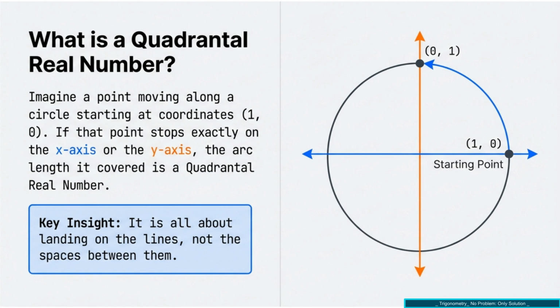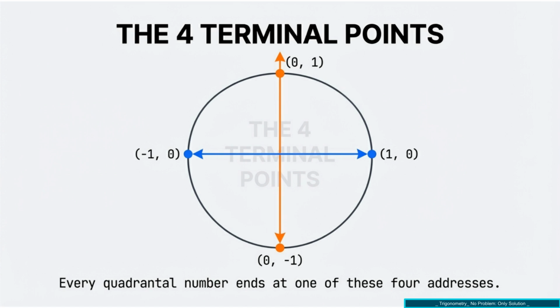What is a quadrantal real number? It is the arc length covered when a point moving along the unit circle stops exactly on the x-axis or the y-axis. The key insight is landing on the axes, not the spaces between them. All quadrantal numbers terminate at one of these four terminal points: (1, 0), (-1, 0), (0, 1), or (0, -1).